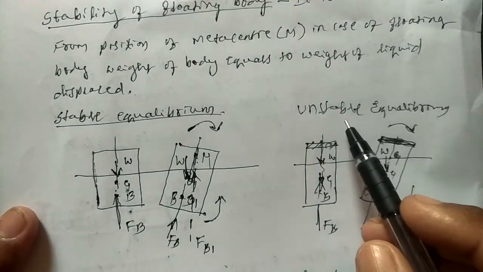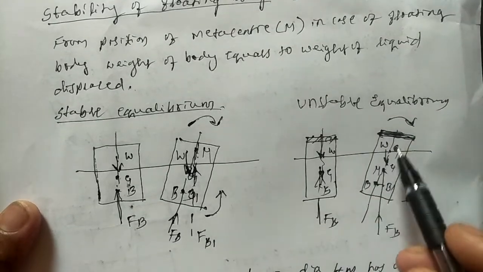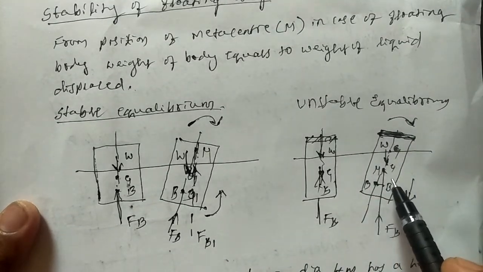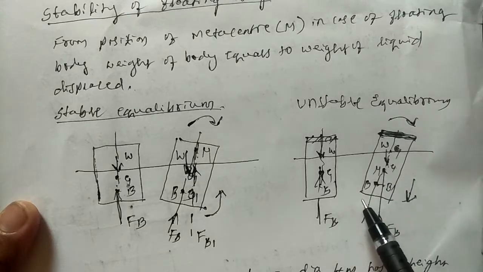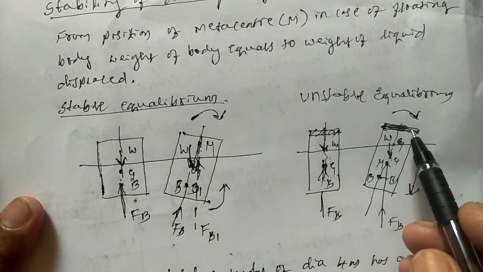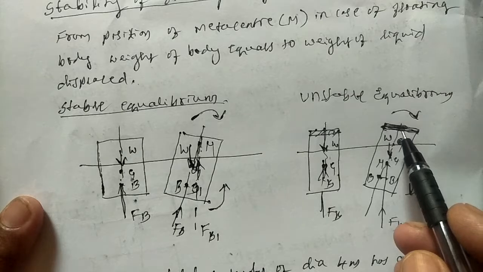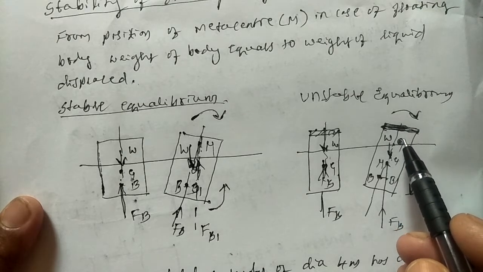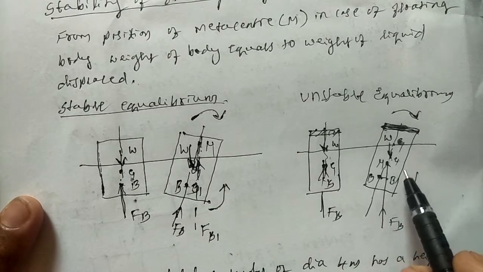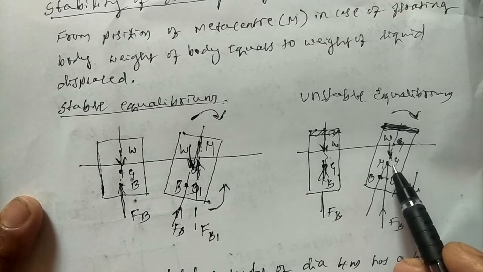Now let us come to the second figure. Here is unstable equilibrium. The body is unstable when the metacenter lies below the center of gravity. You see here, when we give a small angular displacement to a rectangular body which has some heavier weight at its top side, because of this heavier weight, when you give the angular displacement, the metacenter definitely comes below the center of gravity.